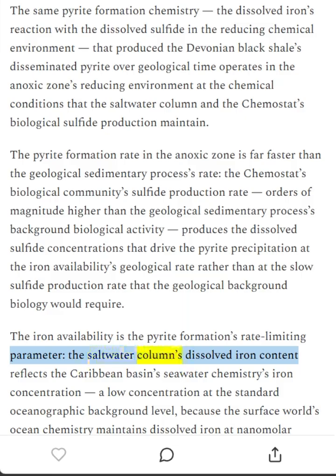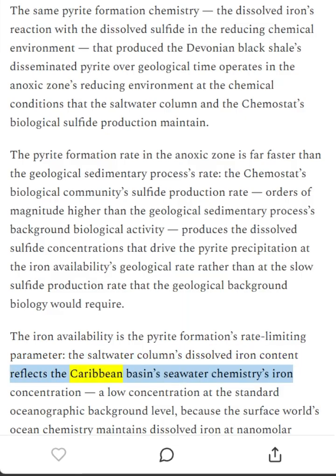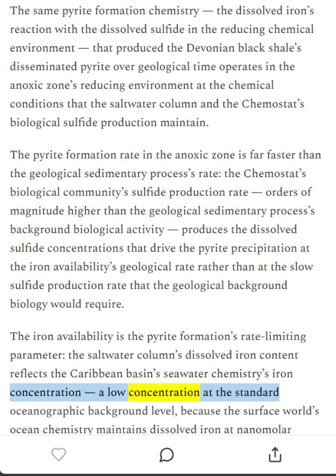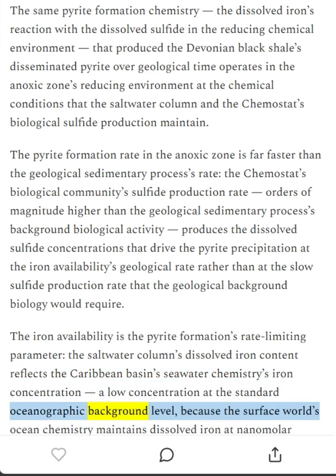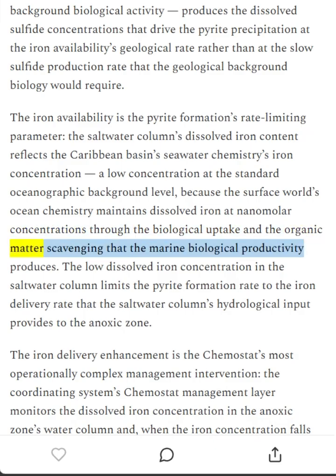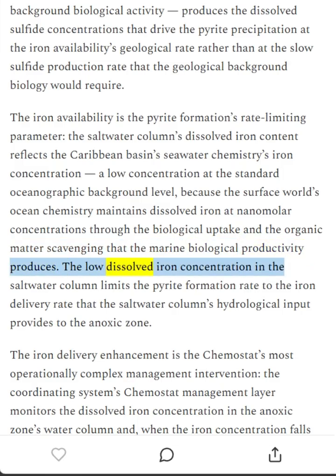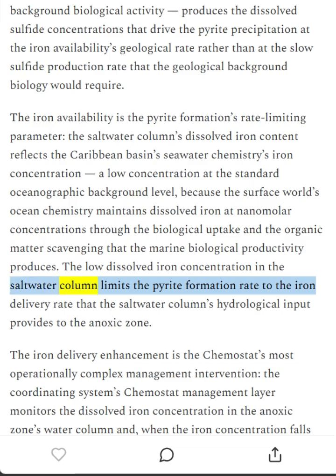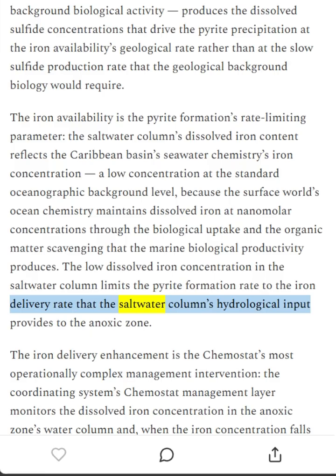The saltwater column's dissolved iron content reflects the Caribbean Basin's seawater chemistry, a low concentration at the standard oceanographic background level. Because the surface world's ocean chemistry maintains dissolved iron at nanomolar concentrations through biological uptake and the organic matter scavenging that marine biological productivity produces, the low dissolved iron concentration in the saltwater column limits the pyrite formation rate to the iron delivery rate that the saltwater column's hydrological input provides to the anoxic zone.